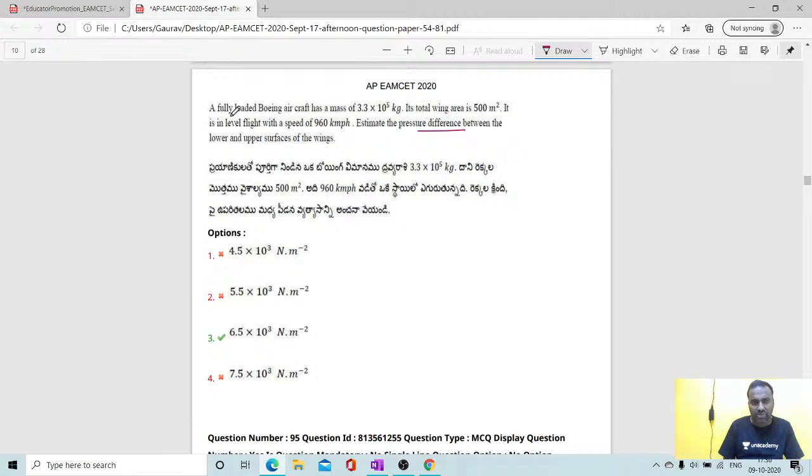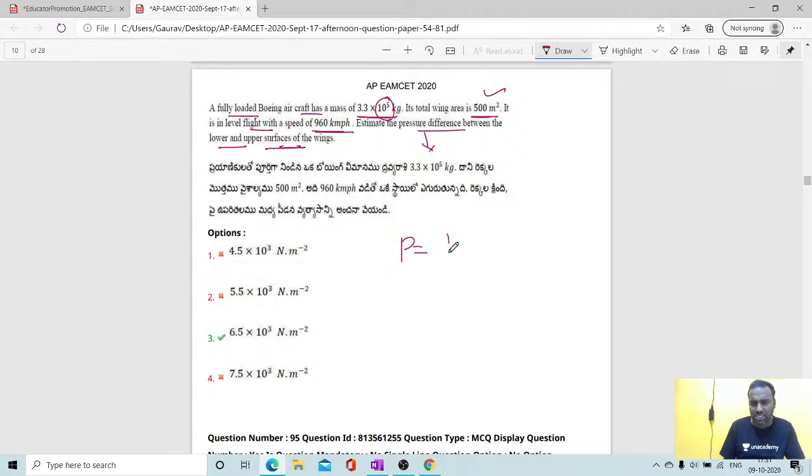See, students, it's a very nice question. A fully loaded Boeing aircraft has a mass of 3.3 into 10 to the power of 5 kg. Its total wing area is given as 500 meters square. It is on a level flight with a speed of 960 kmph. So what is the pressure difference between the lower and upper surface? Students, it is a very simple question.